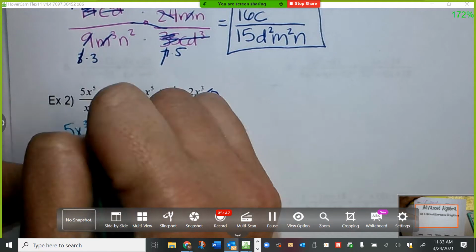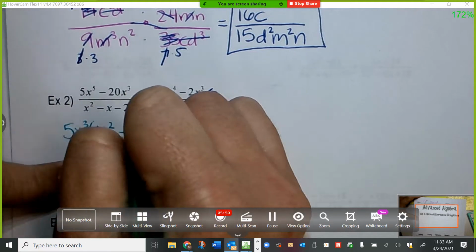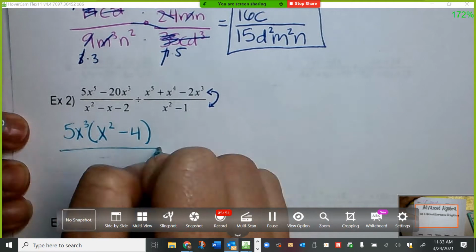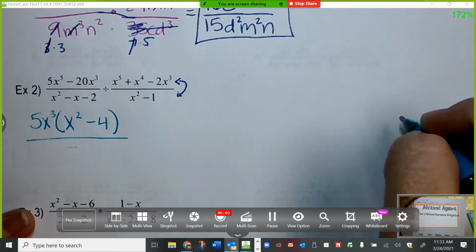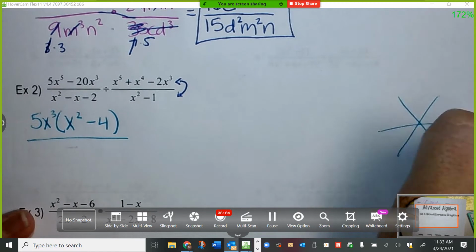X squared minus 4, over... what about my denominator? How am I going to factor that? It's in order. There's no GCF. There's 3 terms, so we have to snowflake. Okay, so I'm going to come over here just so I don't get so messy all the way over there.